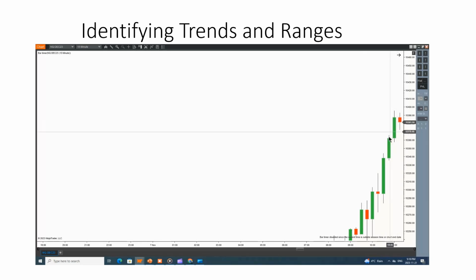Yes, because if there's one red bar, we'll look at the last four bars. One, two, three, four. Well, I'll get this closer. Okay, one, two, three, four. Three out of the last four bars are of green color.